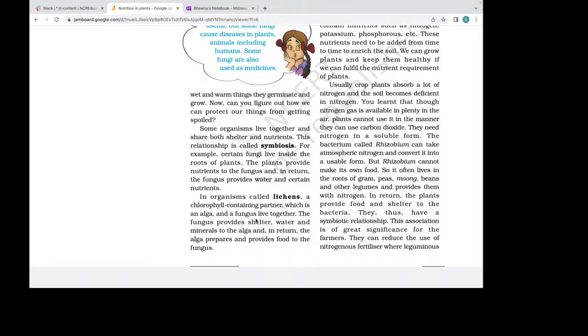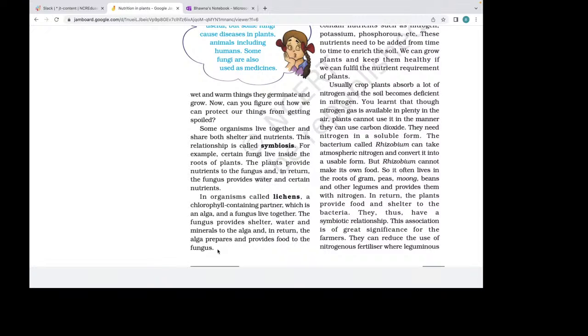They both live together, in which one of the partners is chlorophyll containing. It has chlorophyll. So the fungus provides shelter. फंगस क्या प्रोवाइड करता है, शेल्टर प्रोवाइड करता है, वाटर प्रोवाइड करता है और मिनरल्स प्रोवाइड करता है टू द alga, and in return the alga prepares food and provides food to the fungus. So basically the raw material कौन दे रहा है alga को, fungus, and food is being prepared by alga.